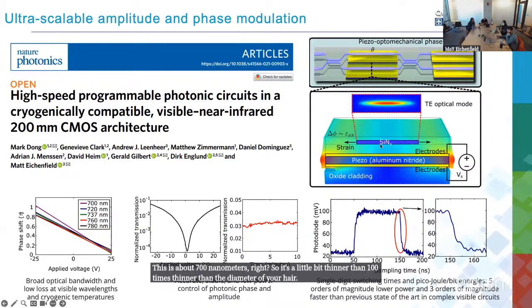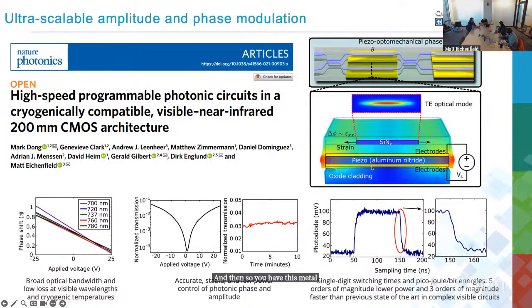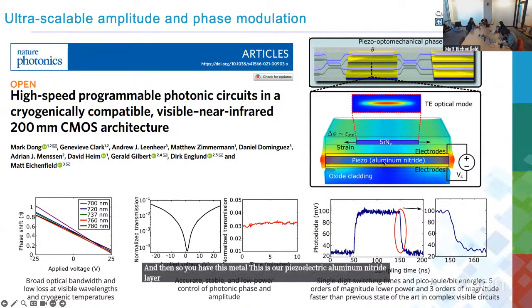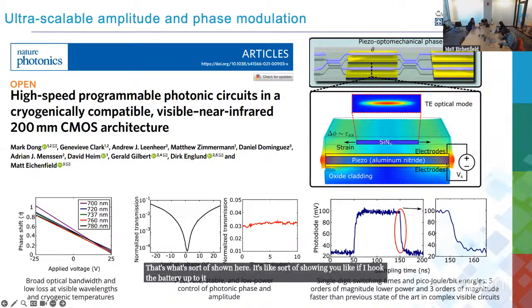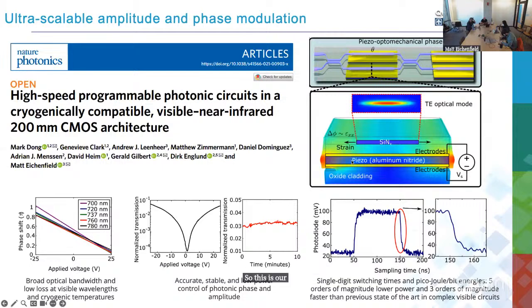So very, very thin layers, right? The waveguide layer is about 300 nanometers thick, so almost 1,000 times thinner than the diameter of your hair. Then you have this metal here. This is our piezoelectric aluminum nitride layer that, when I apply a voltage from the top electrode to the bottom electrode and apply this field across the aluminum nitride, is going to produce strain. That's what's shown here, like if I hooked a battery up to the two electrodes, it would produce the strain, right? So this is our actuator stack: aluminum, aluminum nitride, aluminum. And that's pretty much it, right?